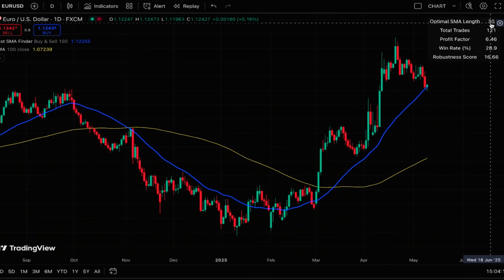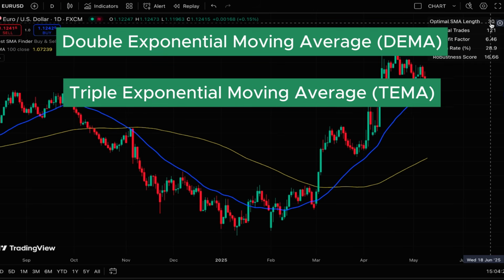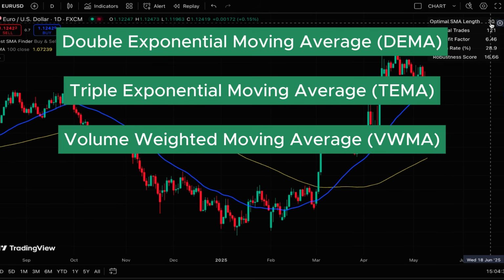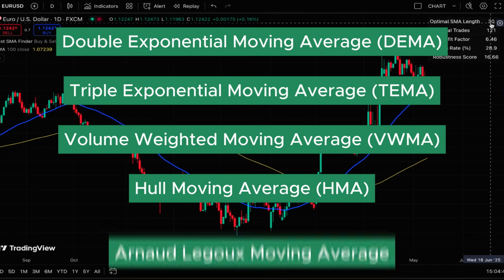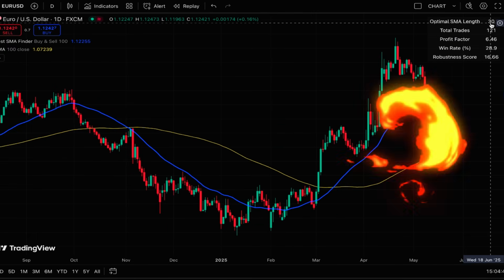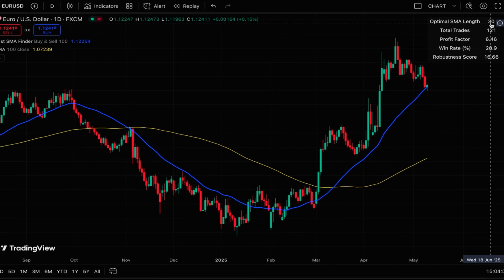But we are not limited only to the simple moving average and exponential moving average, and there are also other types of moving averages like double exponential moving average, triple exponential moving average, volume weighted moving average, Hull moving average, Arnaud Legoux moving average, and so on, and each type can have its own advantages and disadvantages. In a separate video, I will make a comprehensive guide on different types of moving averages, their characteristics, their advantages, and their disadvantages.